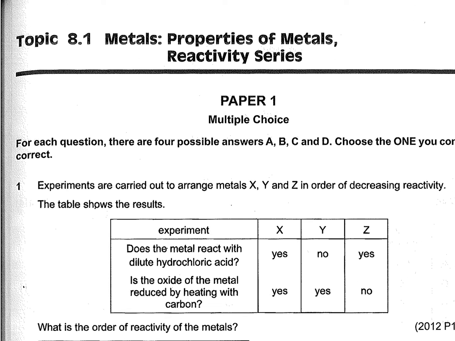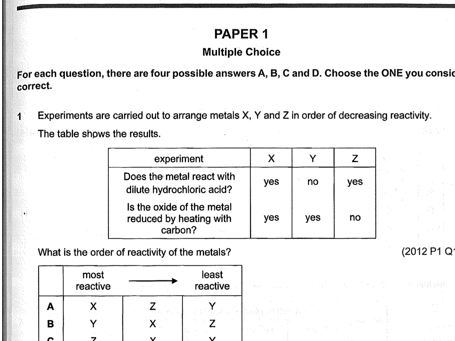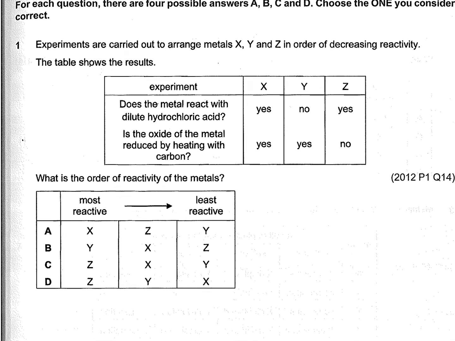This is your topic 8.1 on metals. So this particular TYS topic is asking you questions on properties of metals as well as questions related to the reactivity series. So let's start with question number 1. There is a series of experiments carried out to arrange metals X, Y, and Z in order of decreasing reactivity.